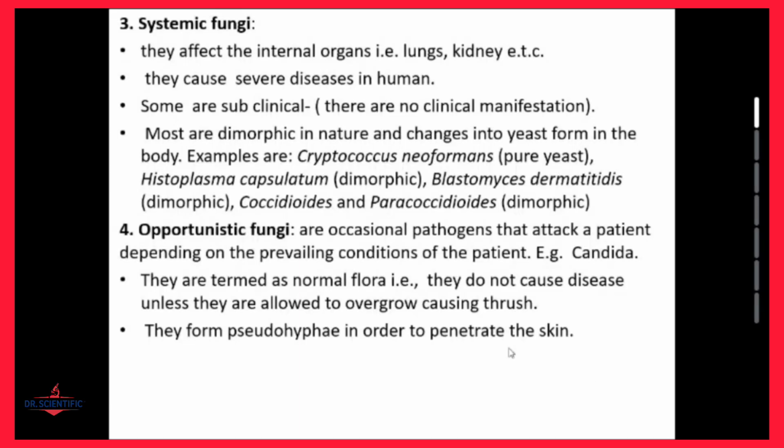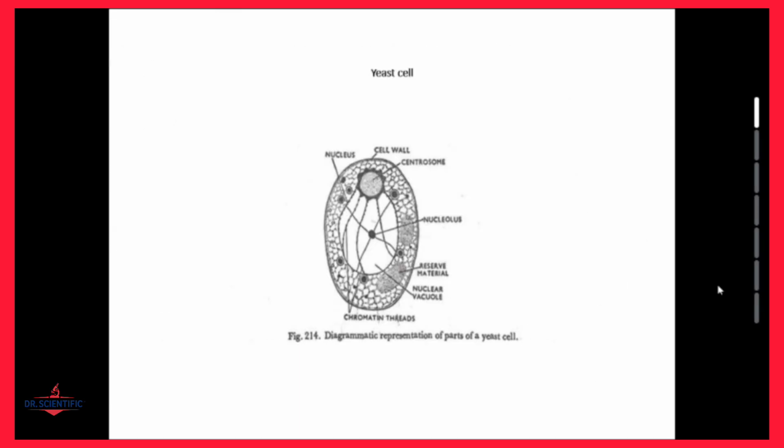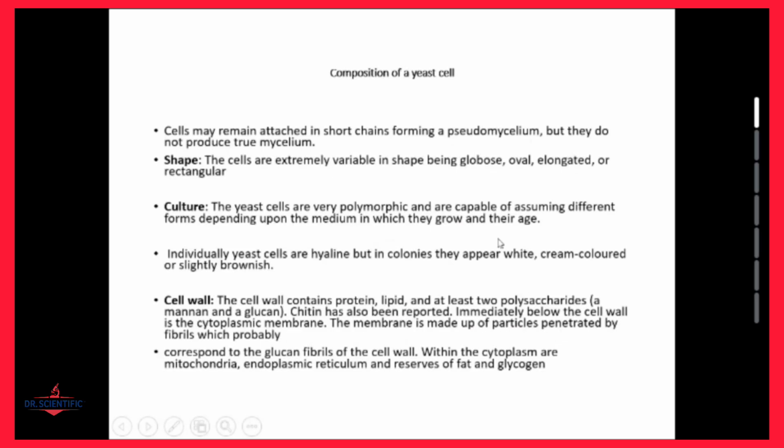From there, this is just to show you the yeast cell. Yeast cells may remain attached in short chains, forming pseudomycelia. They are extremely variable in shape, being globose or oval, elongated or rectangular. Culturally, yeast cells are very polymorphic and are capable of assuming different forms in culture. And then, of course, the cell wall contains protein, lipids, and all that.